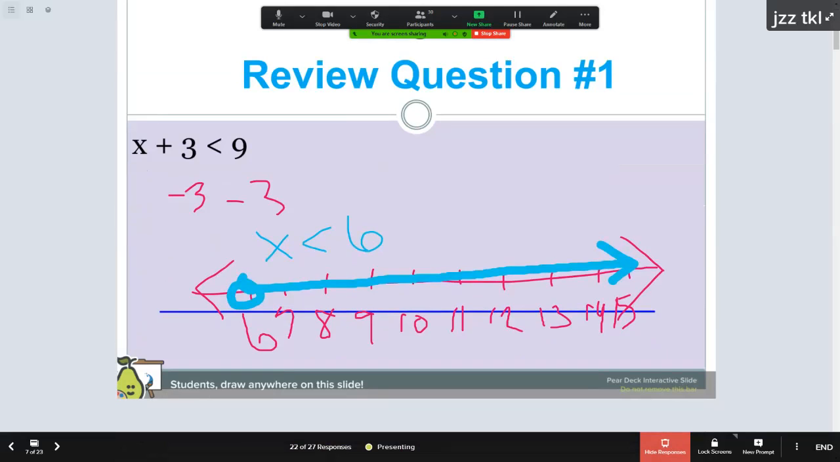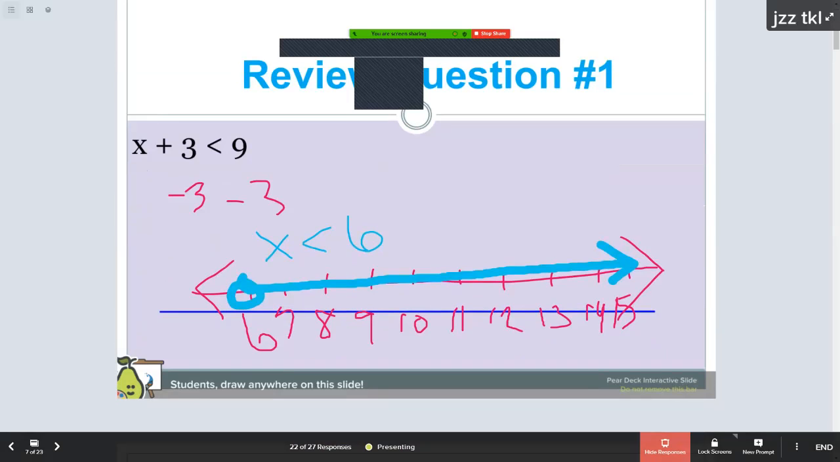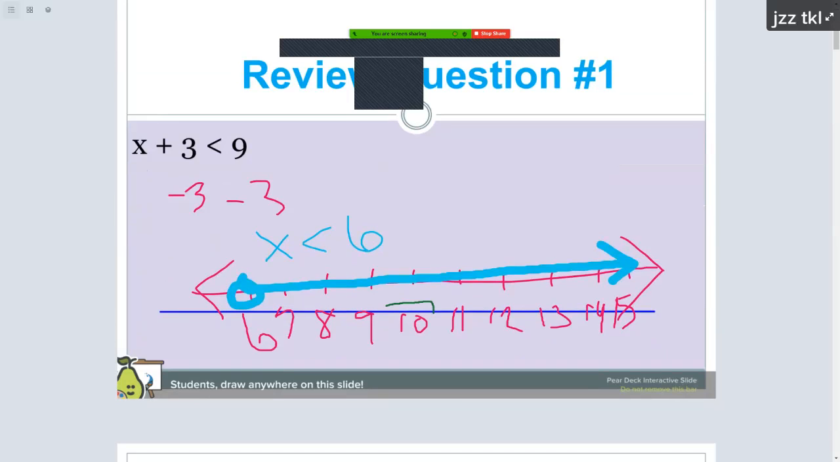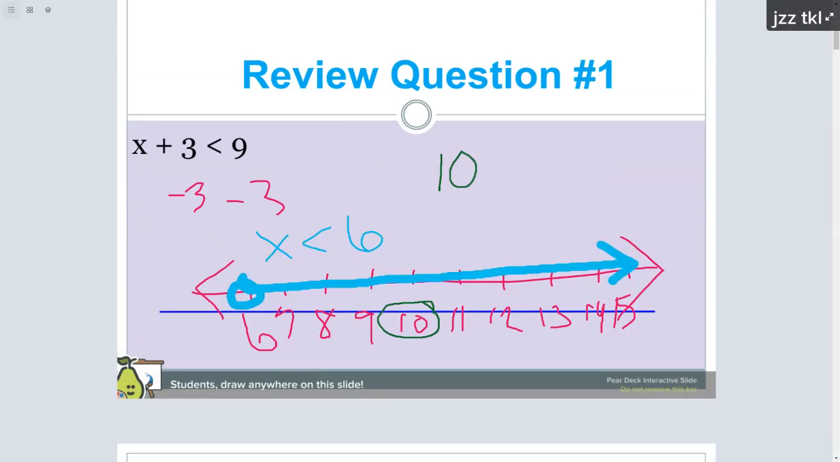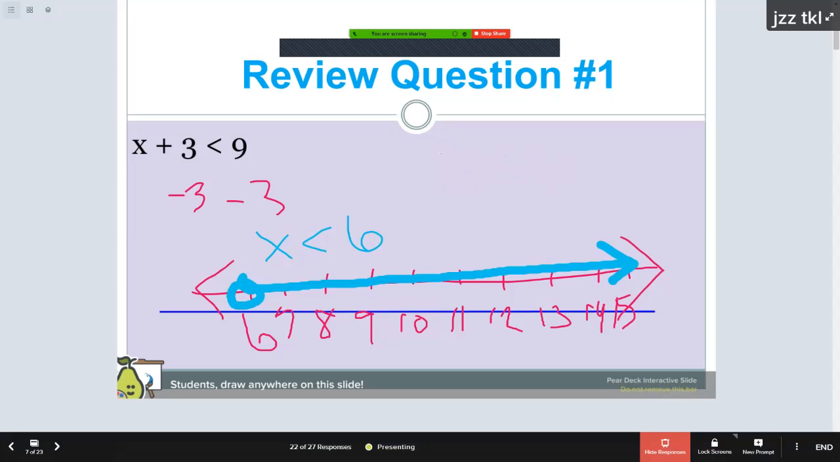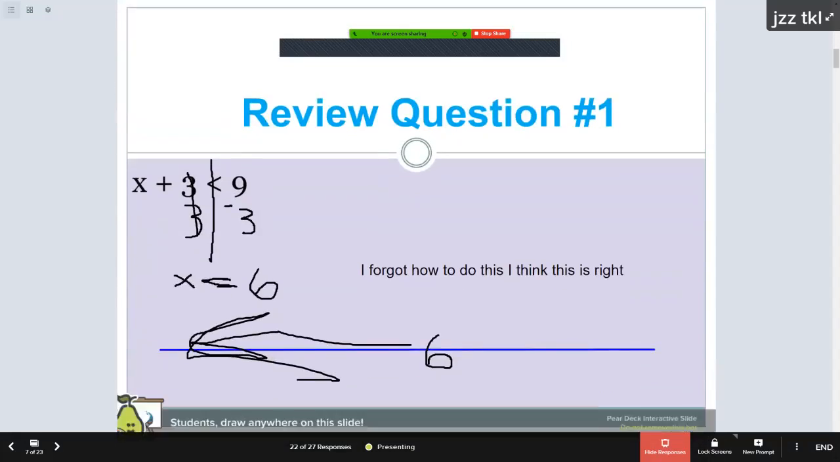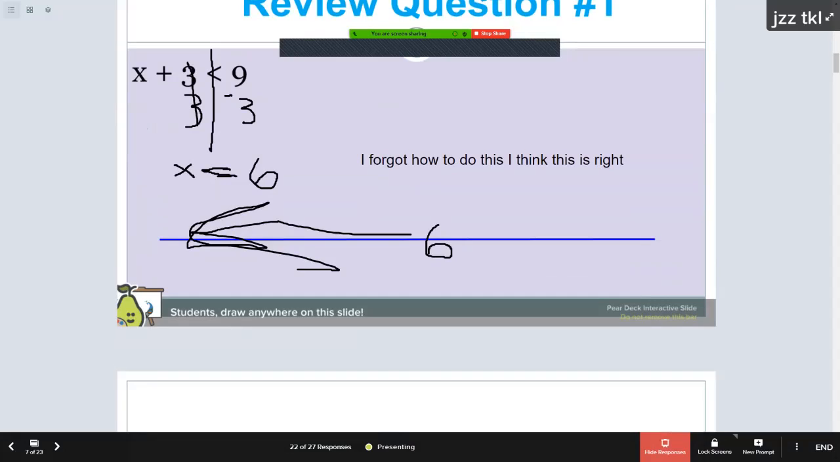So think about it. If you try to plug in any of these numbers, let's pick 10, for example. If I plug 10 in, is 10 less than 6? The answer is no, it's not less than 6. So that's a real quick, easy way to check your work when you're done. So just pick a number. No, it's not. So then you know, yeah, you're on the right track.